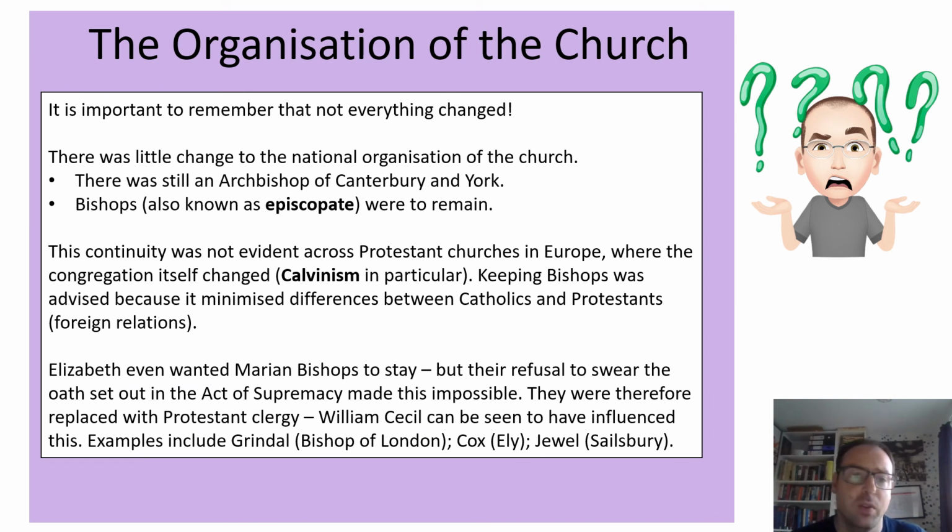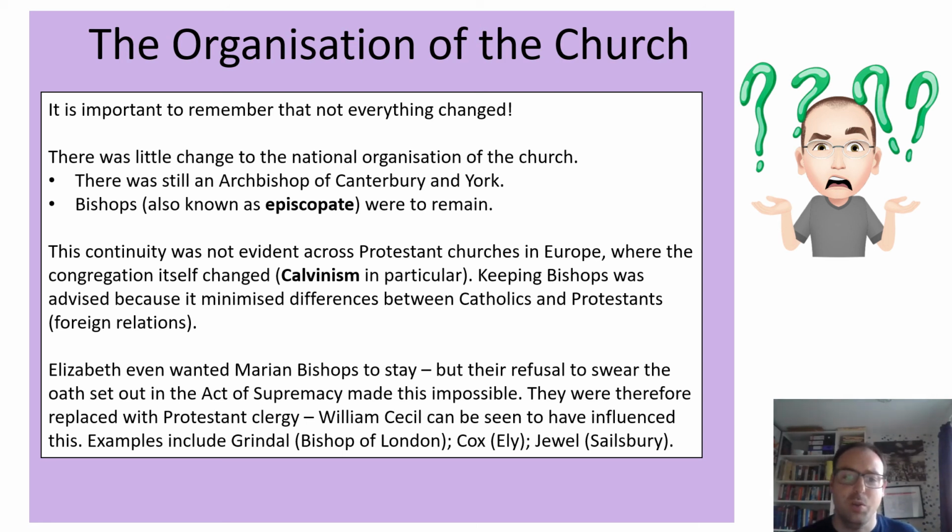The organisation of the church: well, not everything changed. There was little change in the national organisation of the church. There was still an Archbishop of Canterbury and an Archbishop of York. The bishops were to remain in place, also known as the Episcopate, and essentially the Anglican structure of the church is the same as the Catholic structure of the church, just with no cardinals and popes at the top.